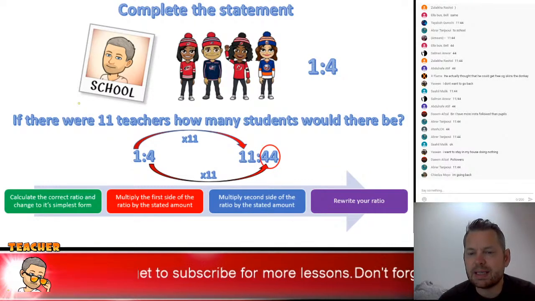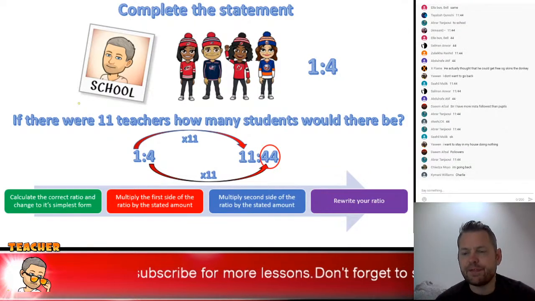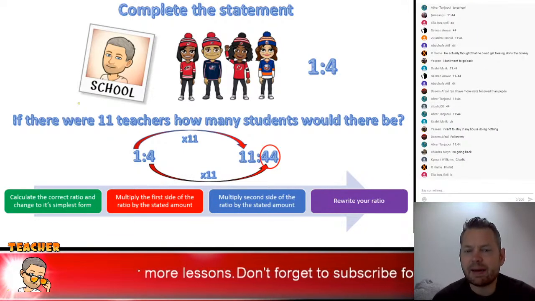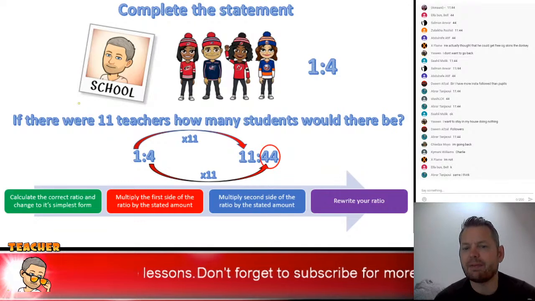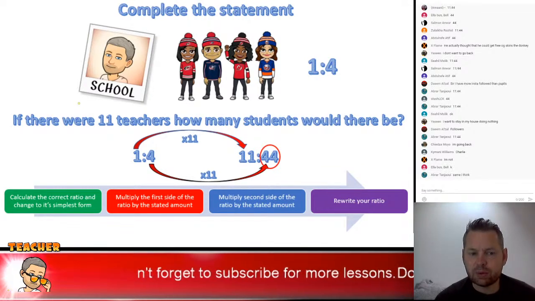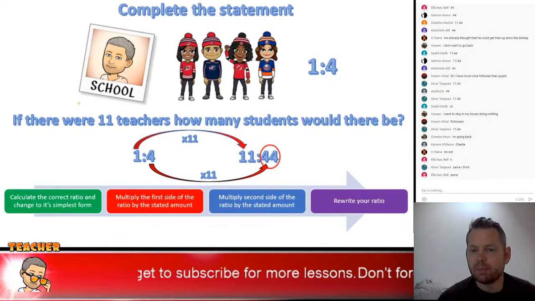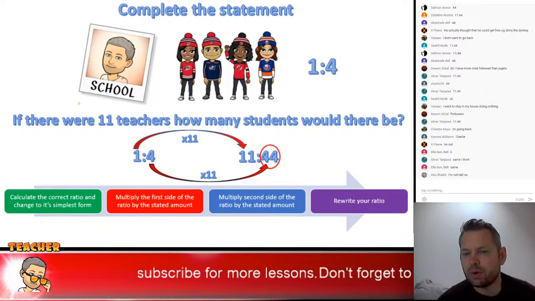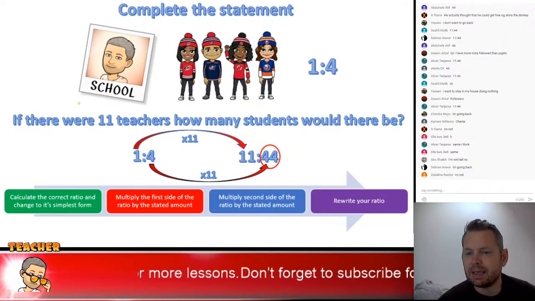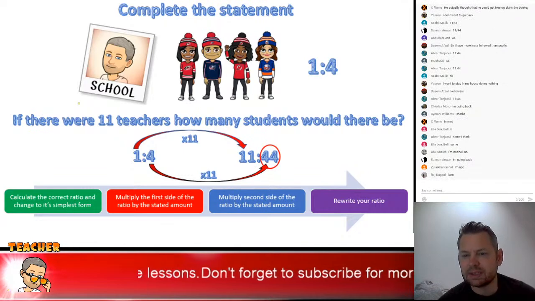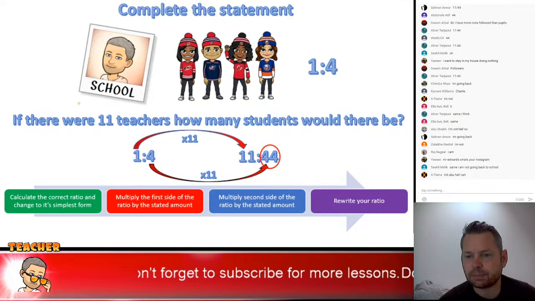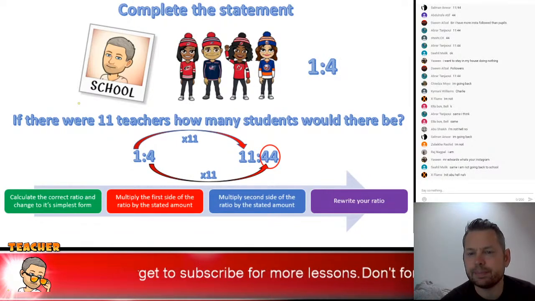The second part is we are going to multiply the first part of the ratio by the desired amount. So in this case, it was 11 because it was saying we need 11 teachers. Whatever we do to one side, we always do to the other. So we multiply the second part, which is 4, by 11, and that gives us 44. And then we realize that the ratio, when it's equivalent, is 11 to 44, and that's our answer. Okay. So we're going to have a look at another one.